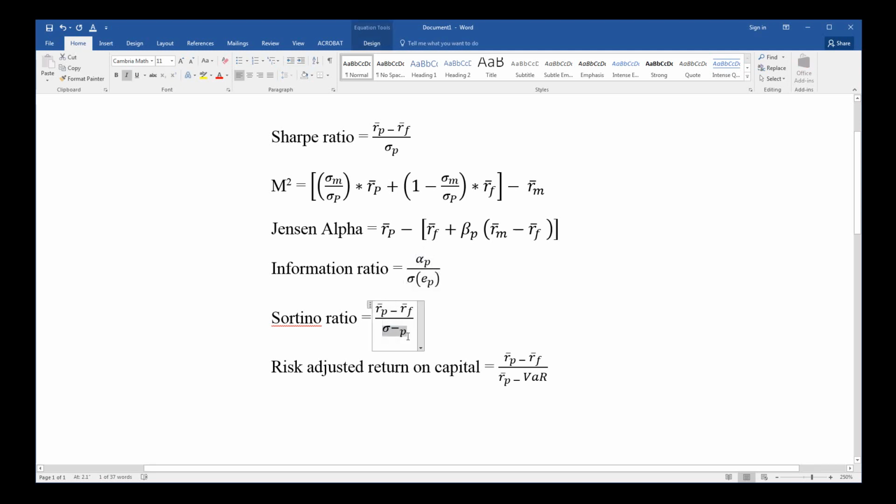For Sortino ratio, one additional piece of information is the downside risk. That's the standard deviation of the returns that are less than the mean return. And risk adjusted return on capital is excess return divided by the difference between return on the portfolio and value at risk. That's the bottom 5% return.